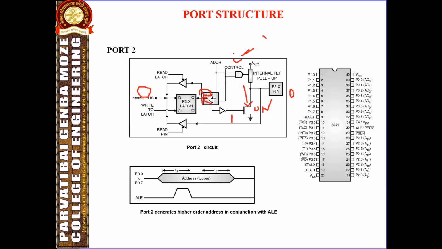Port 2 is used as the higher order address bus, A8 to A15, for the external memory. The port 2 pins are changed due to the address control signal. When it is supplying the higher order address, the latch remains stable because it does not have to turn around the data input as in port 0. So let's see port 3.